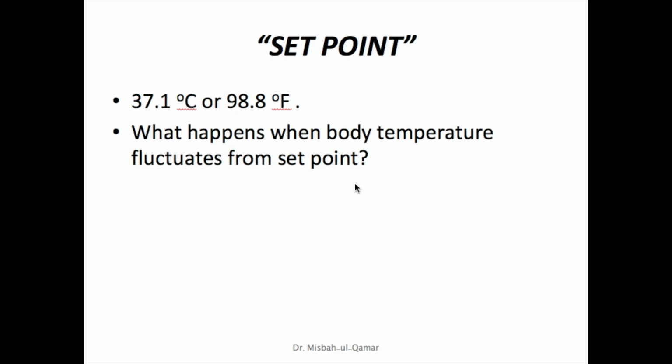You see, if the body temperature rises above the set point, all the heat losing mechanisms come into play, and if the body temperature falls below this point, then all the heat conserving and heat generating mechanisms are activated.